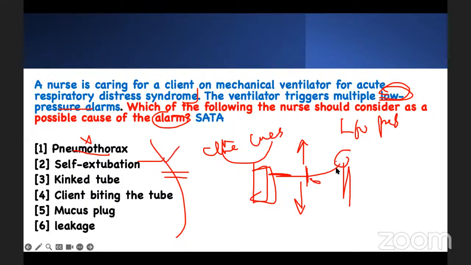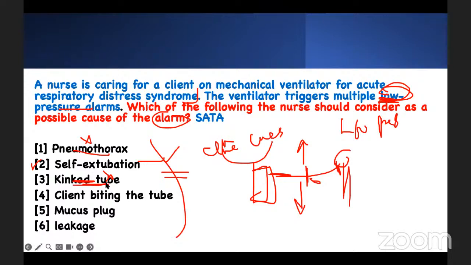Self-extubation means there's no tube connected to the patient. Therefore, all of it will be a low pressure alarm. A kink is the same as pneumothorax, generating a high pressure alarm. So it's wrong. If you read the question wrong, you're going to get it wrong. The question says low pressure alarm. If you choose 3, then you're not reading the question right.